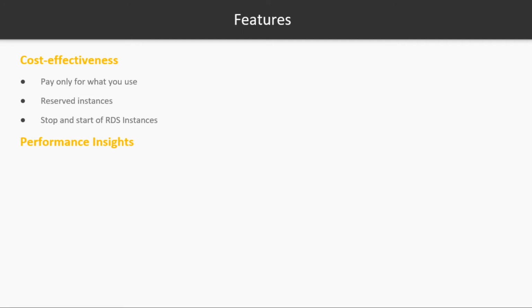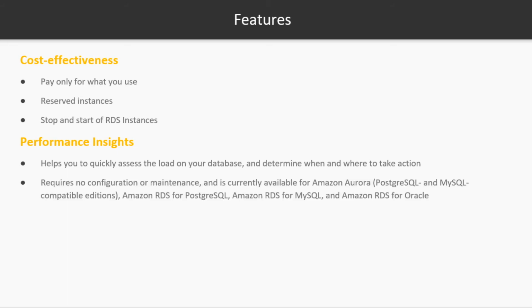Amazon RDS Performance Insights is a database performance tuning and monitoring feature that helps you quickly assess the load on your database and determine when and where to take action. Performance Insights allows users to detect performance problems with an easy to understand dashboard that visualizes database load. It requires no configuration or maintenance and is currently available for Amazon Aurora, Amazon RDS for PostgreSQL, Amazon RDS for MySQL, and Amazon RDS for Oracle.